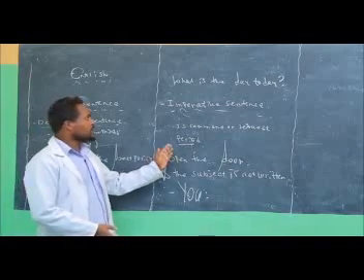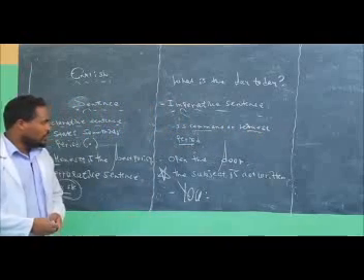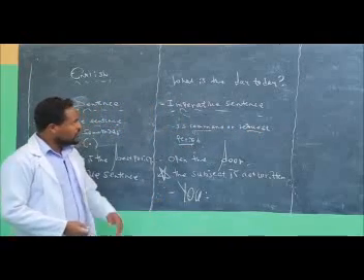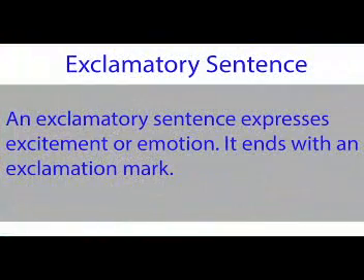So imperative sentences are commands or requests, and full stop or period is used at the end of an imperative sentence. The last one is exclamatory sentence. Exclamatory sentence is the last type of sentence based on its purpose or function.